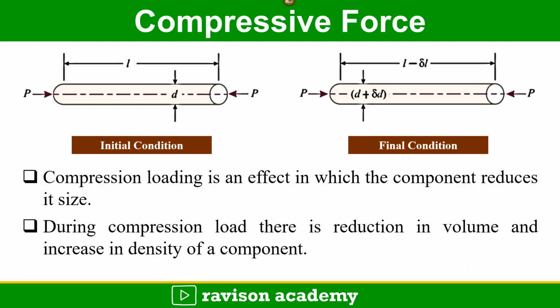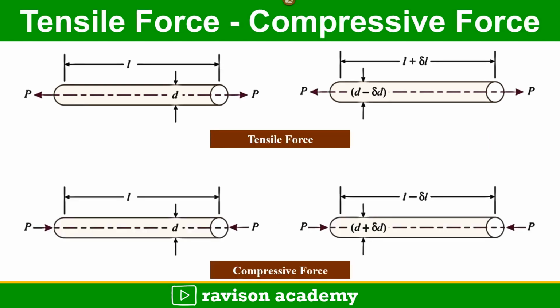Coming to the compressive force, it is opposite to the tensile force. The same force intensity P is applied towards the object. The length changes from L to L minus del L, and the diameter changes from d to d plus del d. So while compressing, the length is reduced and the diameter is increased. This compression is usually applied in the case of bricks and concrete. This shows the difference between the tensile force and the compressive force.